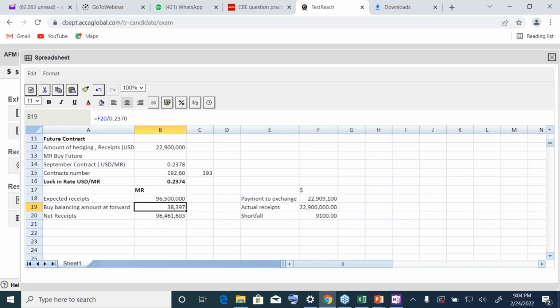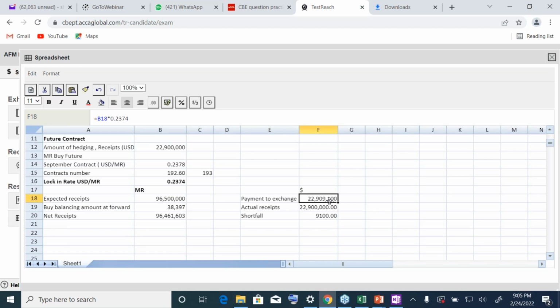Whenever you have to solve using the under hedging, over hedging contract, you will solve in this way. So how to remember that? Remember, if you are buying MR, you will quickly write here in the home currency. 193 contracts, one contract has 500,000 size. So that means you are receiving 96.5 million MR. Obviously, if you are getting MR, you have to deliver the other currency. At what rate? At the lock-in rate. So you will be paying 22.909 million to the other party.